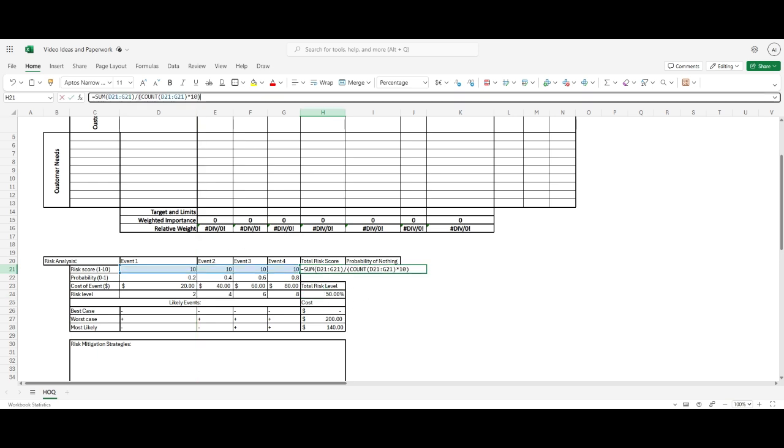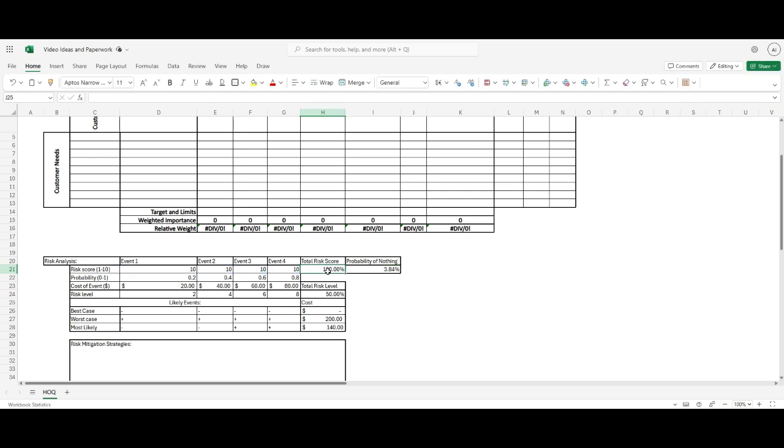For the total risk score, that tells you if all the events were guaranteed to happen. You would have the sum of everything, and then you also have, again, just the total number of events. So that would be, in this case, 40 out of 40. Which gives us a risk score of 100%.